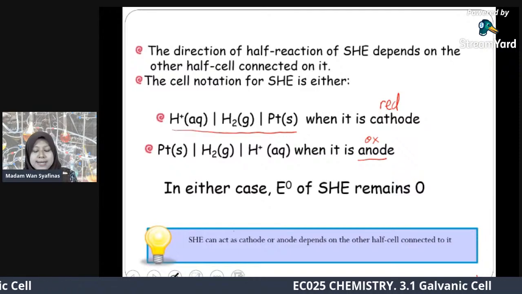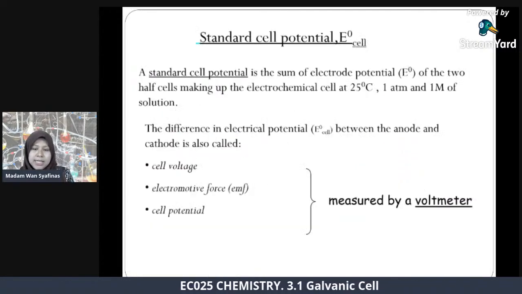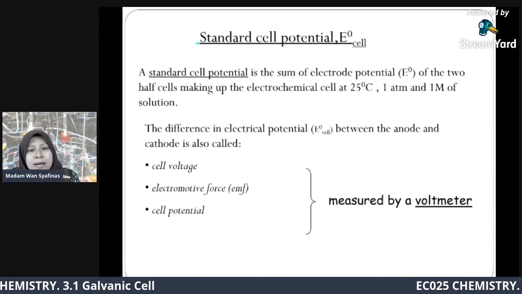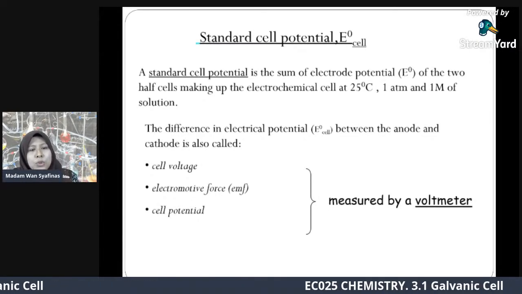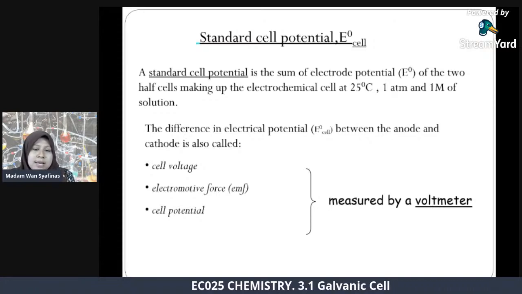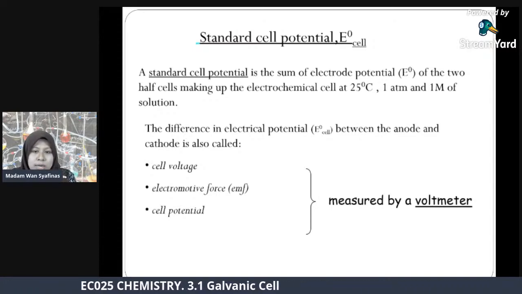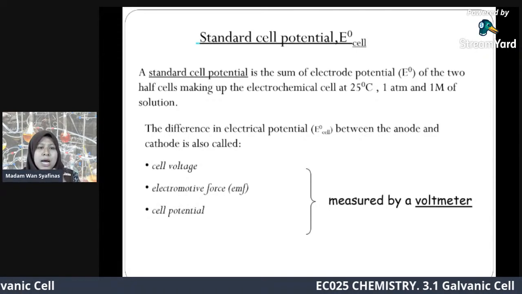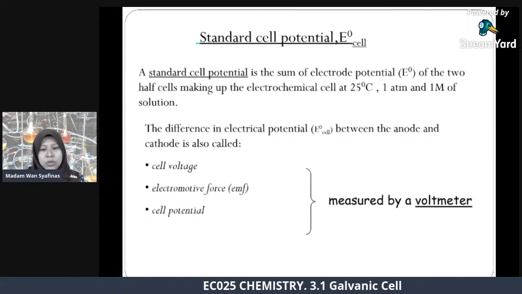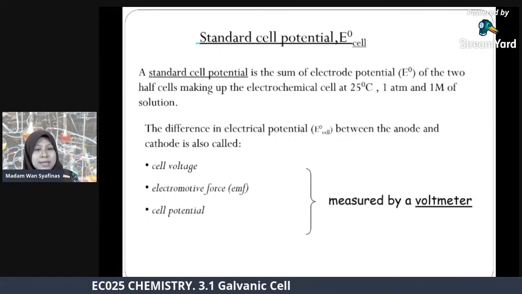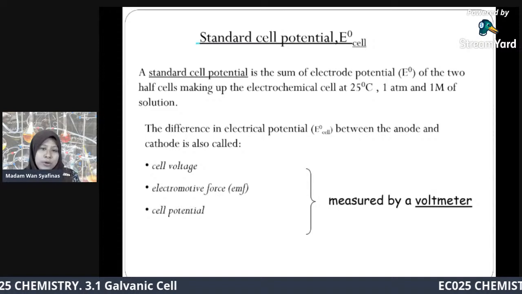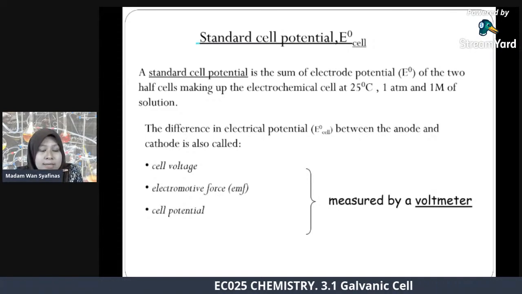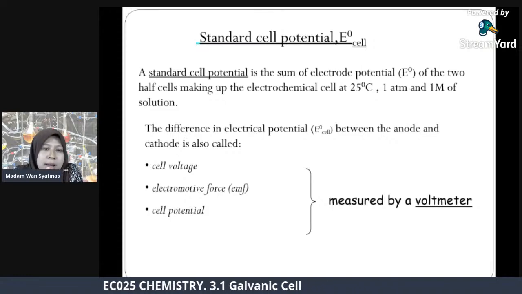Ni kita tengok pula standard cell potential, E naught cell, yang kita duk kata tadi tu. So what is E naught cell ni? Dia adalah sum of electrode potential of two half cell making up the electrochemical cell at 25 degrees Celsius, 1 atm and 1 molar of solution. Maksudnya half cell ni anode dengan cathode. Kita tambah anode dengan cathode, kita dapatlah cell potential. Standard condition, pressure mesti 1 atm, temperature mesti 25 degrees Celsius and concentration electrolyte must be 1 molar.